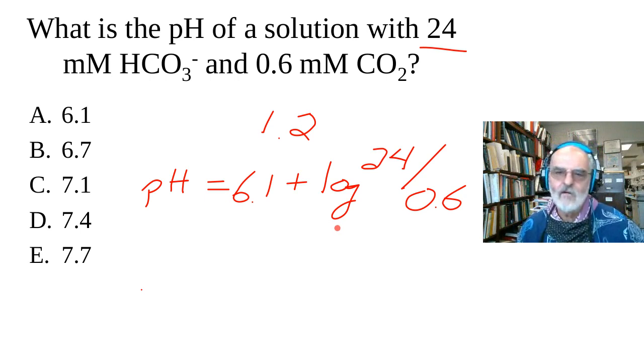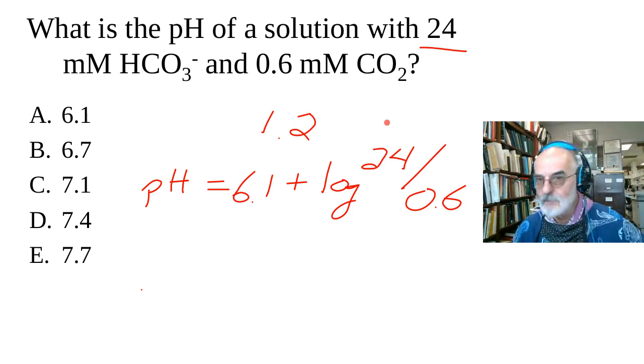Okay. So the change here is we've lowered the CO2. That's lowering the acid concentration. Consequently, the pH must go up because we have less acid. The only answer above 7.4 is 7.7. So that's what the correct answer is going to be given the choices you have. The log of 40 is the log of 2 times 20. The log of 20 is 1.3. That's what gives you 6.1 plus 1.3 is 7.4.